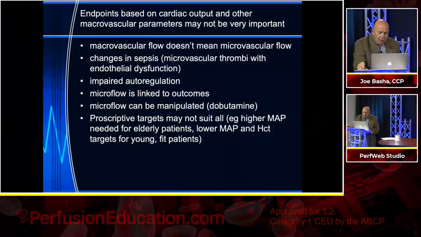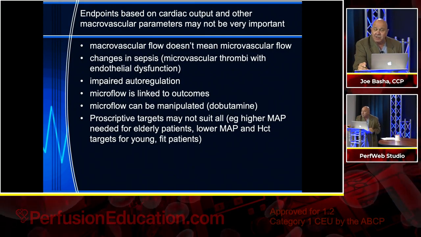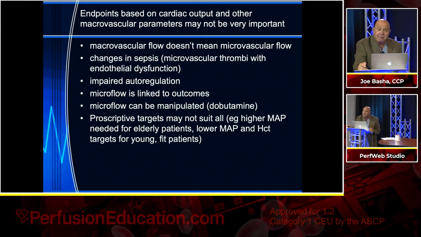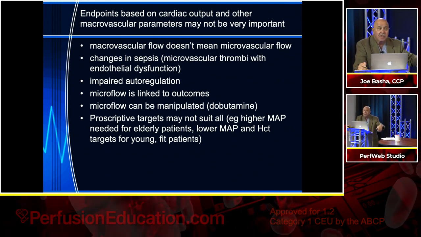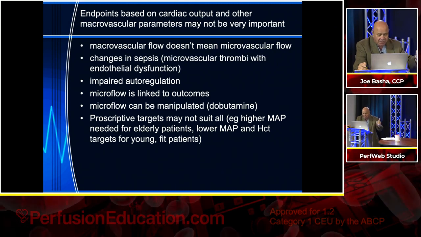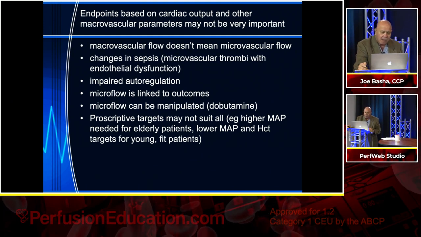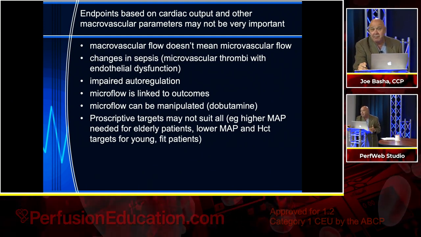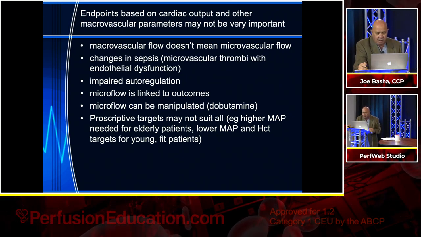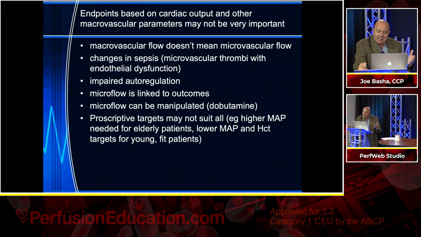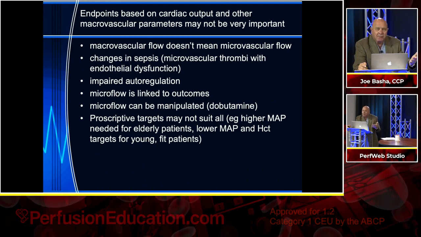So you have impaired autoregulation. Microflow is linked to outcomes, so your microvascular blood flow is directly linked to outcomes. If it's deranged, you're not going to do well. If it's good, you should do better. You have a better chance, higher survivability. The microvasculature can be manipulated, so you can affect it with dobutamine in an adverse way. And then some prescriptive targets may not be suitable for everyone.